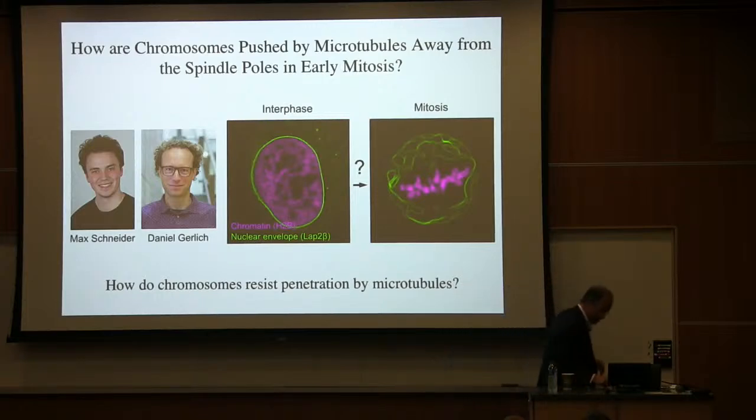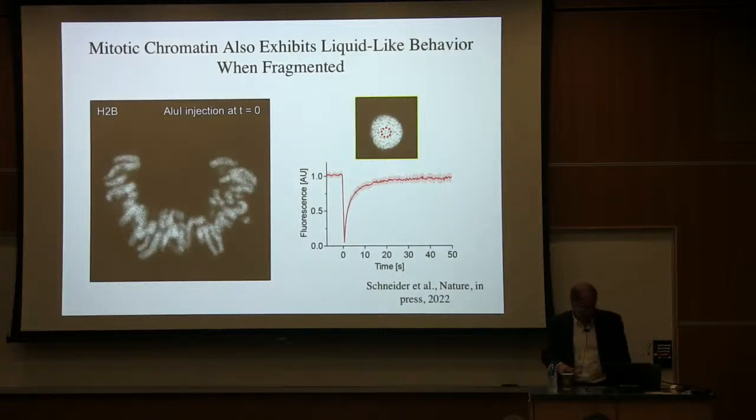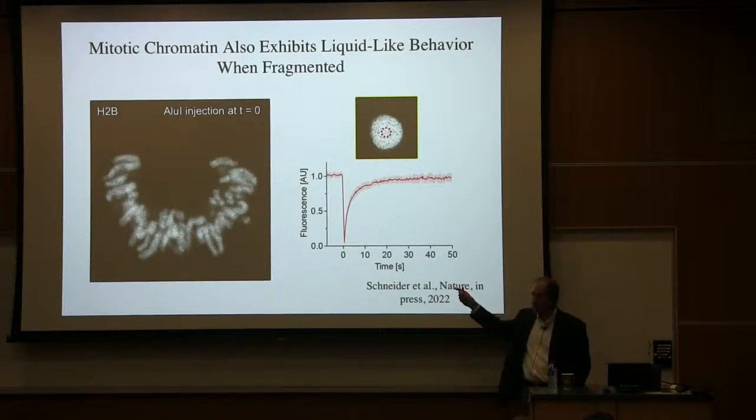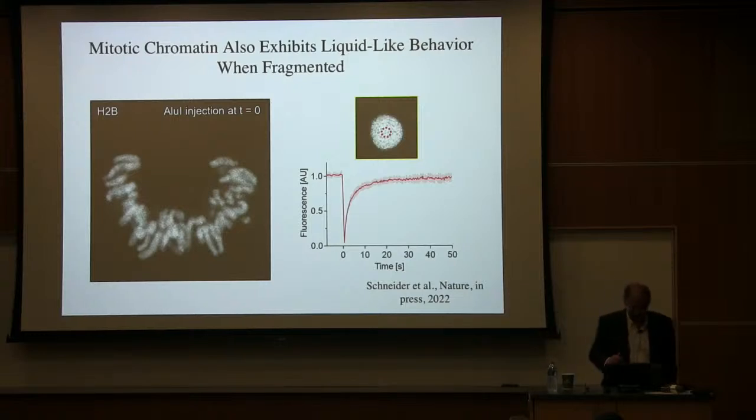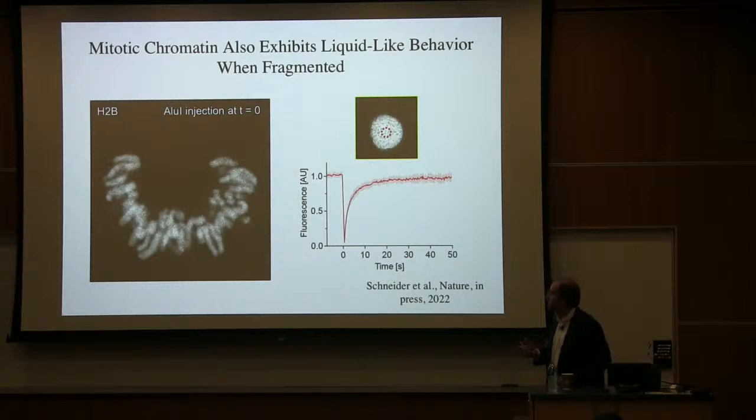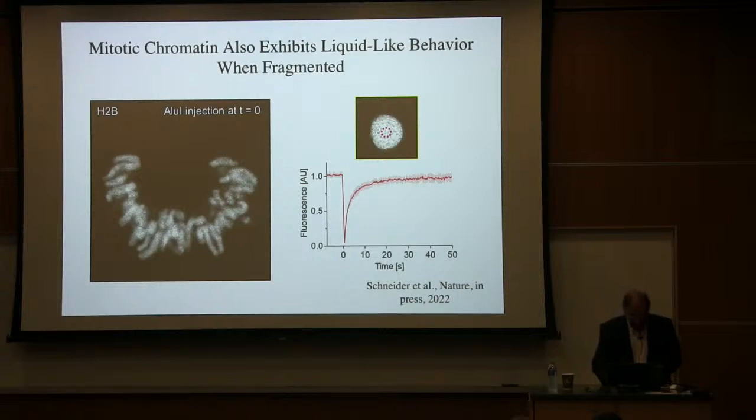To get at this, Max did a really interesting experiment. And I think the truth of the matter is, Max did this experiment first and then tried to figure out what it all meant in terms of microtubules moving around. Max took a mitotic cell and microinjected into it a nuclease. And here's what he found.